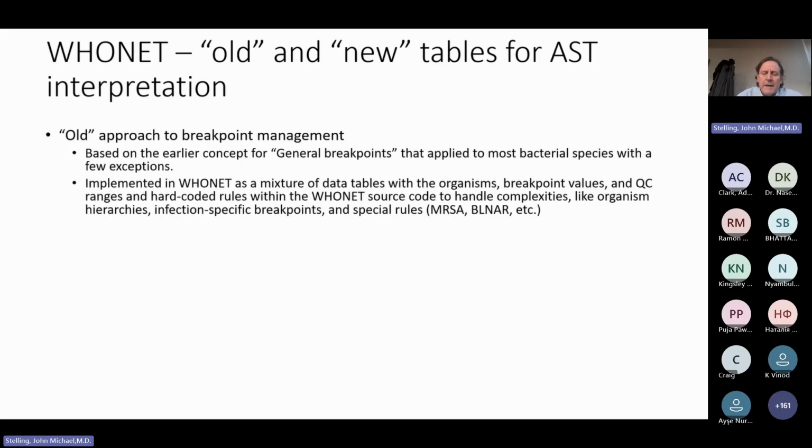So the old approach, we had these tables, but also it was mixed in with stuff that I had hard-coded into WHONET. So if somebody asked me for the breakpoints, I could give them the breakpoint tables, but I just couldn't share with them the internal stuff I did about meningitis and cats and dogs. It was all hard-coded into WHONET, or special rules like MRSA are resistant to most beta-lactams automatically. Linezolid, beta-lactamase negative, ampicillin-resistant Haemophilus. These were all special rules that were hard-coded into WHONET and therefore could not be shared with others.